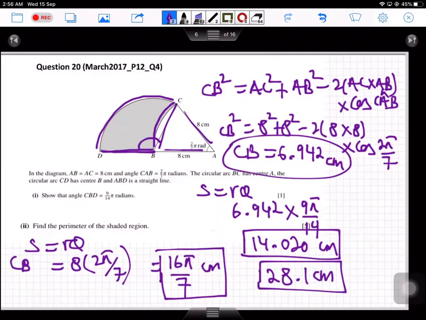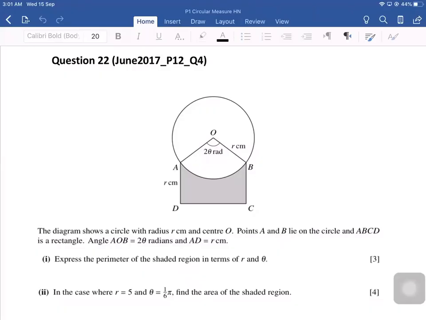Let's move on to the next question. All right, so here we have question number 22.